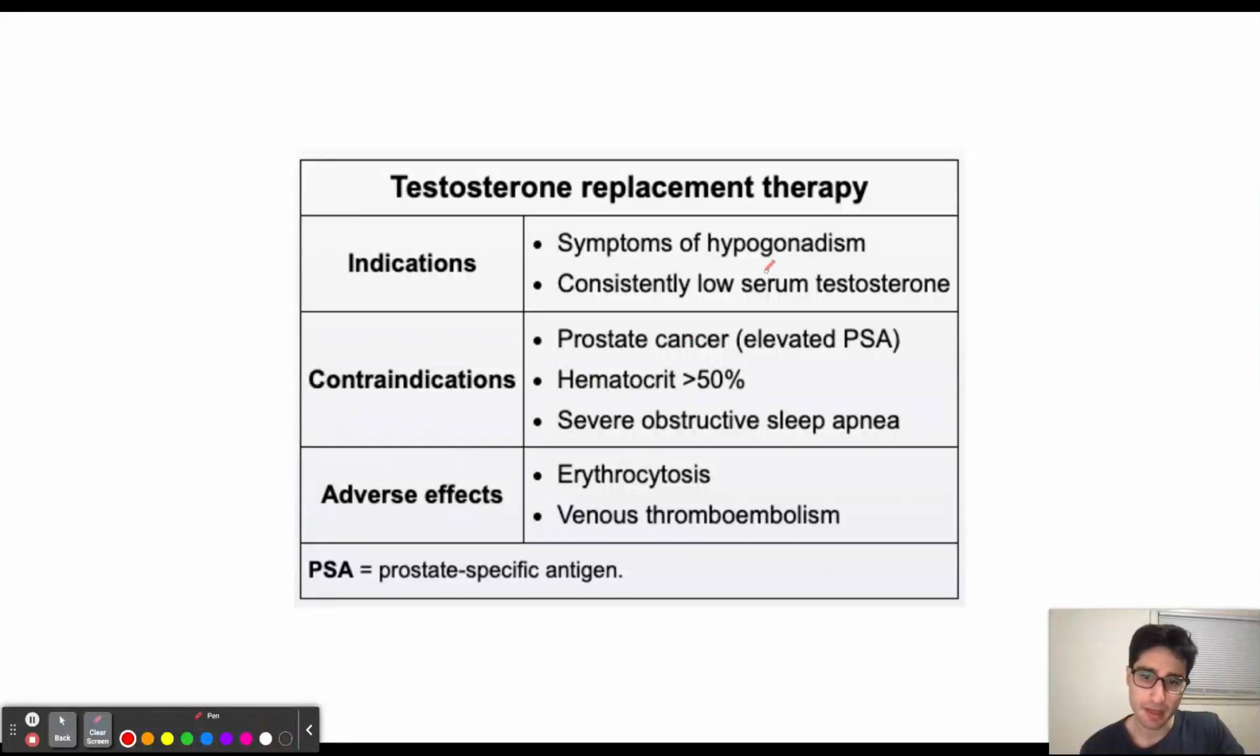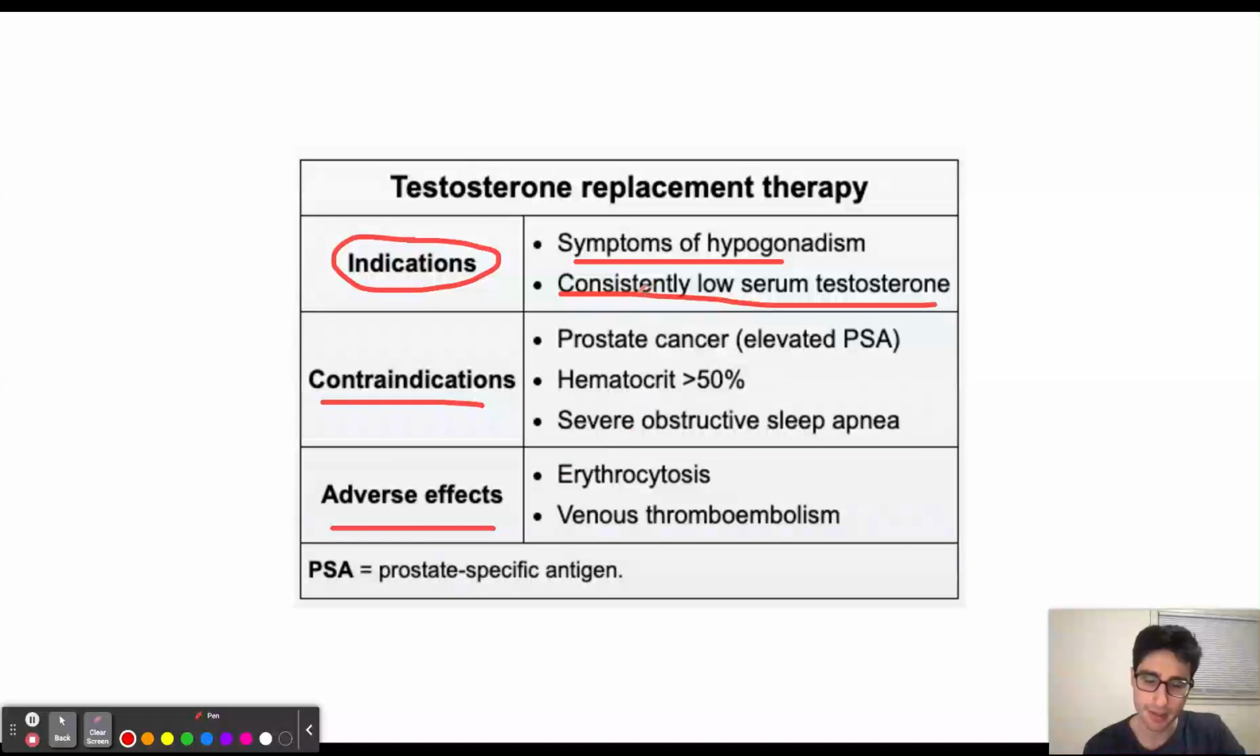Testosterone replacement therapy can be given to patients who have symptoms of hypogonadism, as well as patients who have consistently low serum testosterone levels. Now, the indications for this therapy are easy to understand and pretty straightforward. But in this video, I'm going to be focusing on the contraindications and the adverse effects.